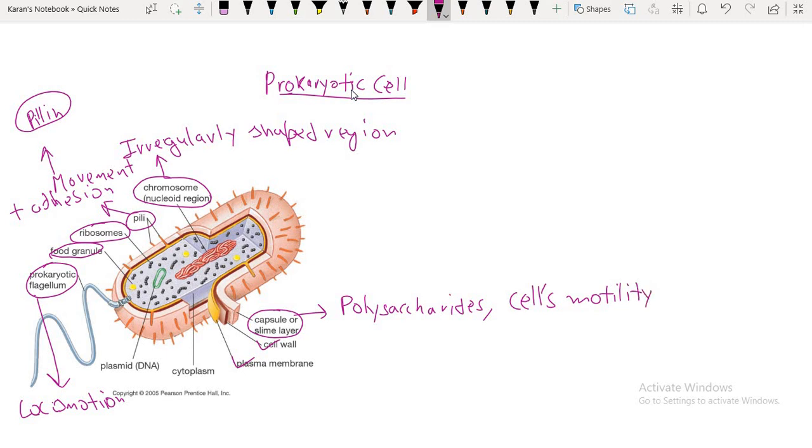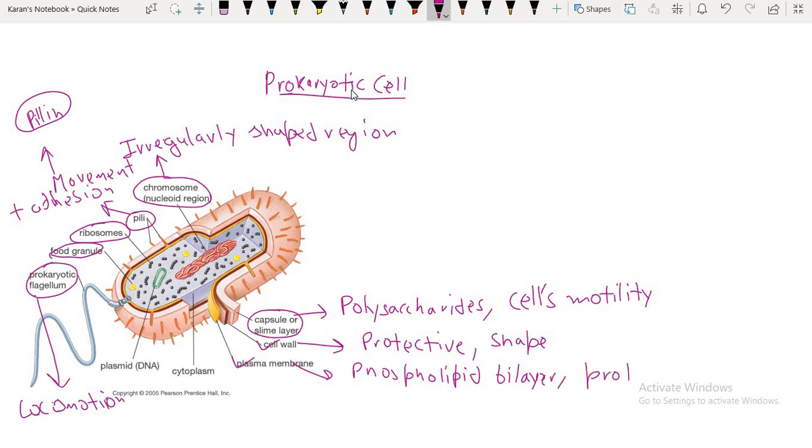Then the cell wall, its main function is protection, and it is protective in function basically, and moreover it also gives shape to the cell, so it helps in maintaining the shape of the cell, right? Then is the plasma membrane. As we all know, this is a phospholipid bilayer membrane, and proteins are embedded in this membrane, right?